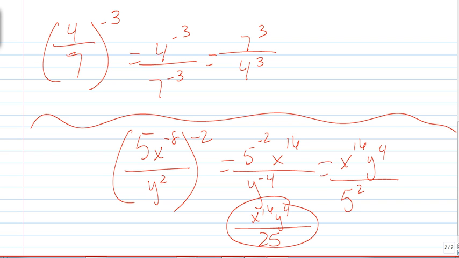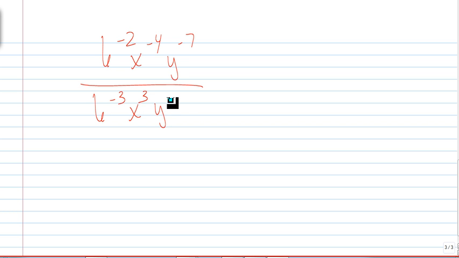You want to try one that's a little bit more complicated? Okay, here we go. 6 to the negative 2, x to the negative 4, y to the negative 7, over 6 to the negative 3rd, x to the positive 3, and y to the negative 9. Now I'm going to show you this in two ways. The first thing you can do is actually, if you wanted to apply your quotient rule, which states that you can subtract your exponents, you can do that.